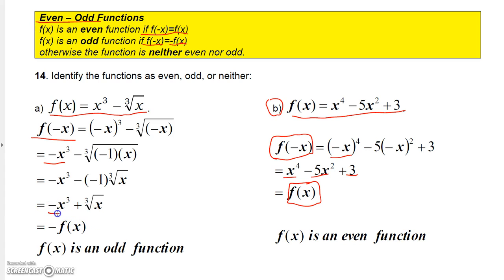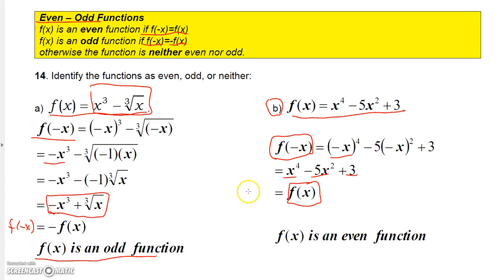Well, if you compare this with the original function up here, you'll see it's just opposite, because up here you have plus x cubed minus the cube root. Here you have minus x cubed plus the cube root. So basically here we've shown that f of minus x actually is the same as minus f of x. So therefore f of x is an odd function here.